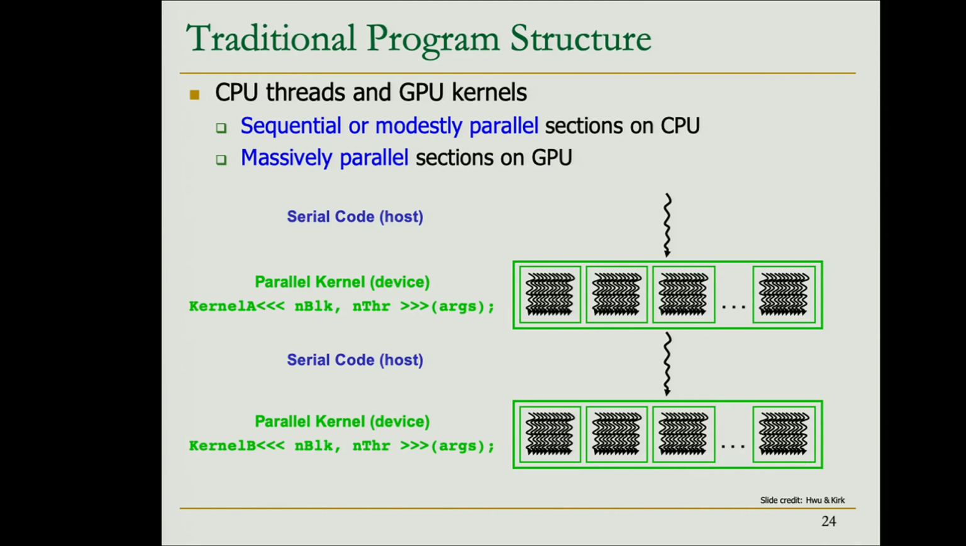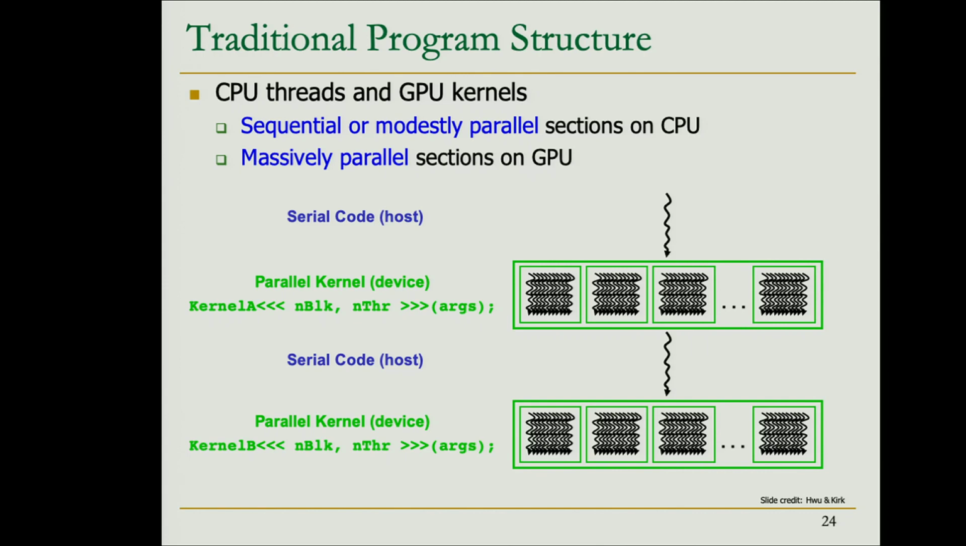I think that you have already seen this slide before. We will start the computation doing some serial code or modestly parallel code on the CPU side, and then we launch a parallel kernel on the GPU. For this kernel, we launch a certain number of thread blocks, and each of these thread blocks contains a certain number of threads. You can see them all here. When they all finish the execution, the kernel terminates, and then the control is returned to the CPU, and then we might launch a second kernel B in this case.